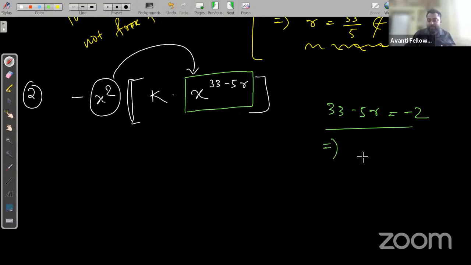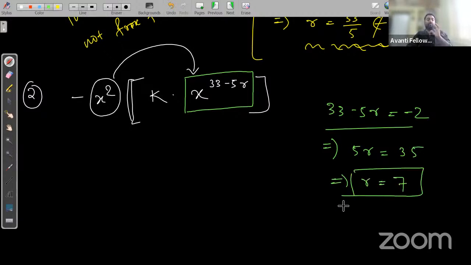Yes. So that means if we solve it, we'll get 5r is equal to 33 plus 2, that is 35. So here I am getting r is equal to 7. Yes. So r is equal to 7 we are getting here. Yeah, very good, JNB Karimnagar. Let's solve it. So here we are getting r is equal to 7.